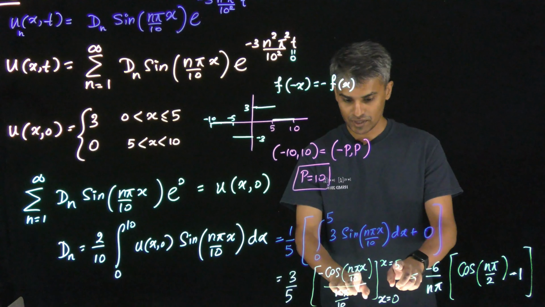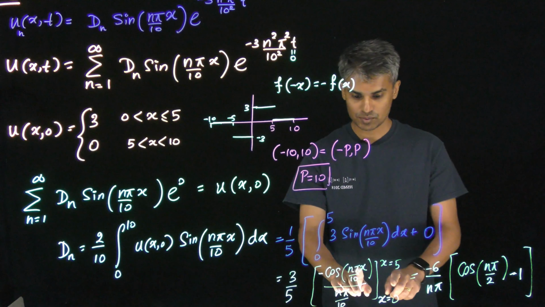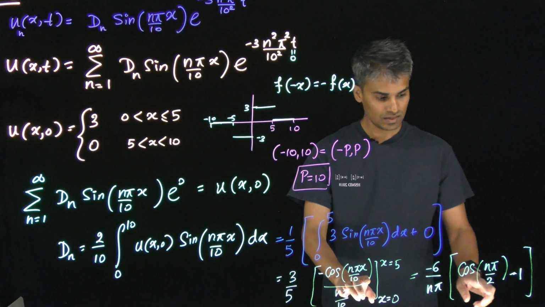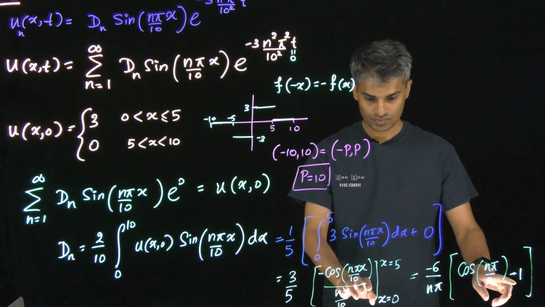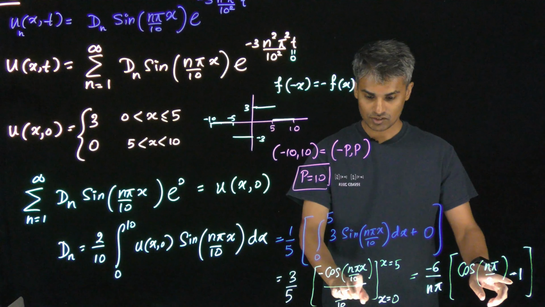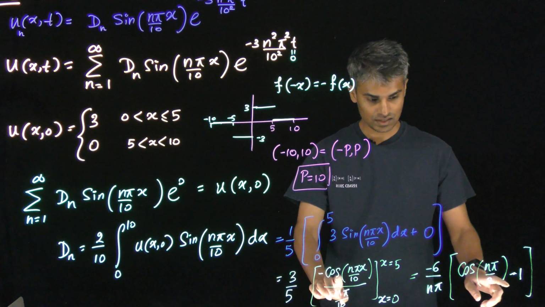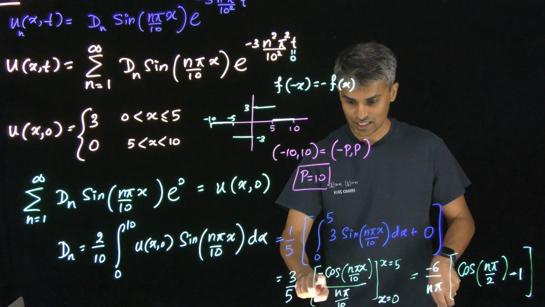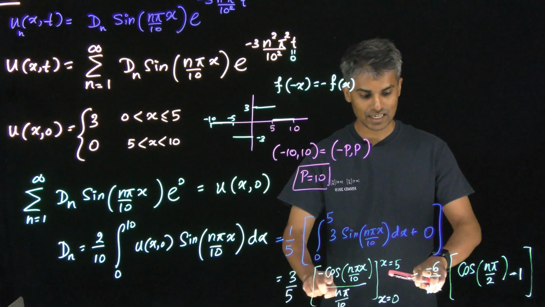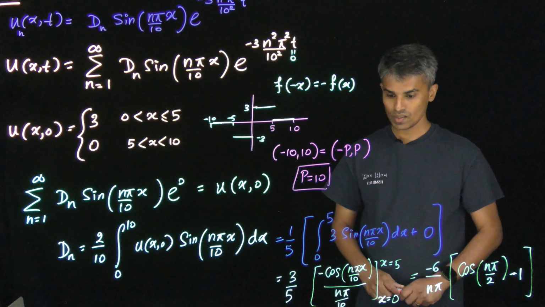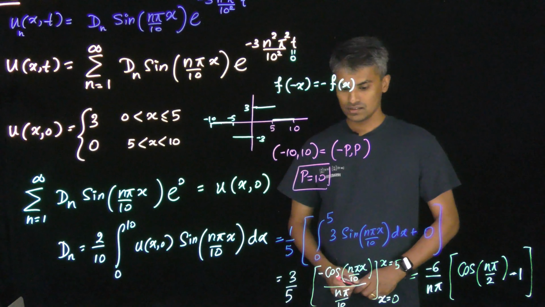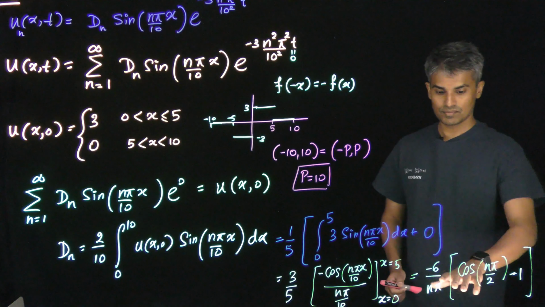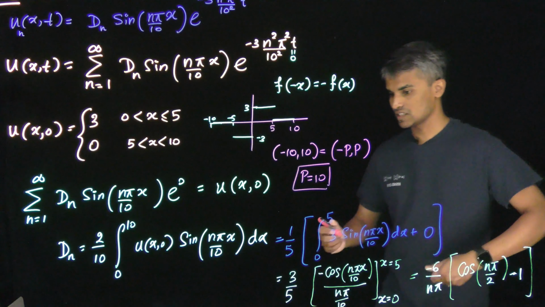Okay. Now, let us see. If you apply the upper limit, you will get n times pi times 5 over 10, which is n pi over 2, minus, if x equals 0, you have cosine of 0, which is 1, but please note that we have factored out this negative 1, that is why I have negative 6. Great. So, if you simplify this, you should get this expression for d n. So, this is your d n.